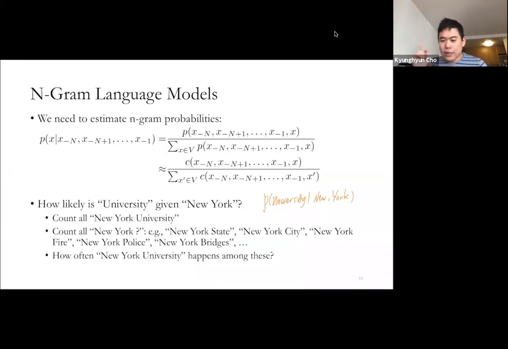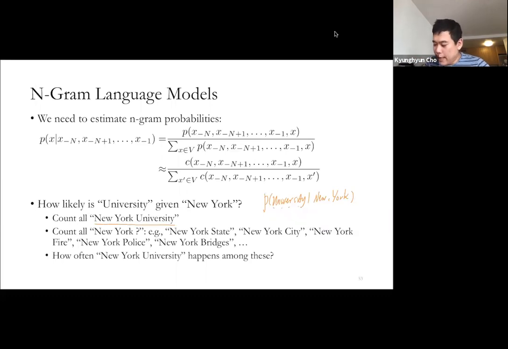So we want to try to estimate the probability of university given New York. Then what do I do? First, I'm going to collect all the data. Let's say I collected all the data from the New York Times. So I'm going to look at all the sentences from the New York Times or Wikipedia. And then first, I'm going to count all occurrences of New York University in that corpus.